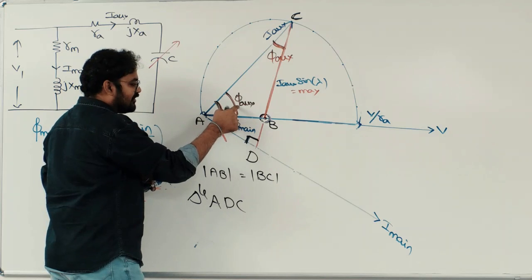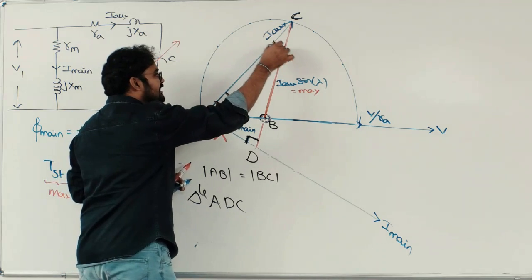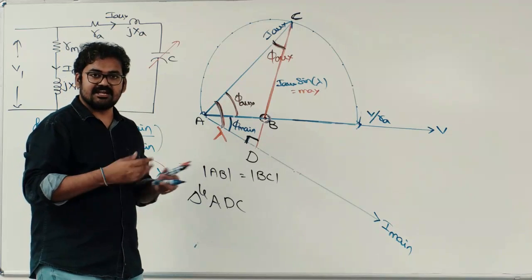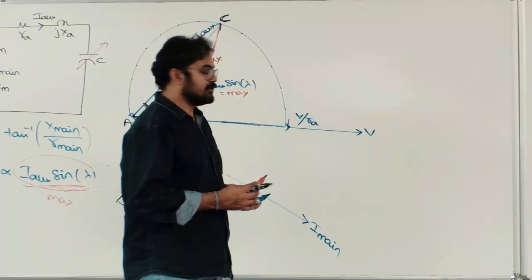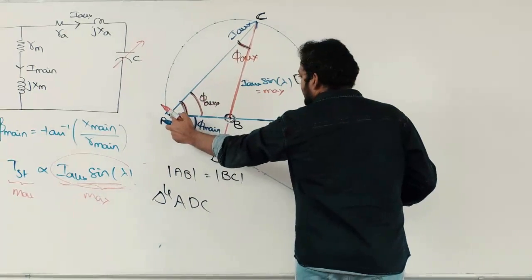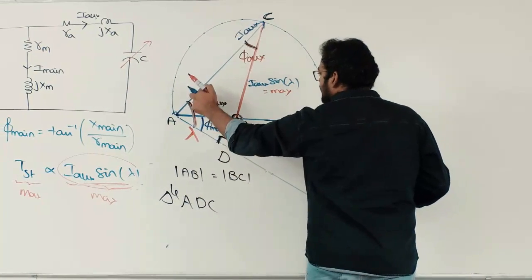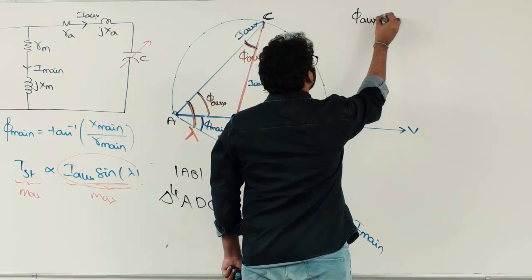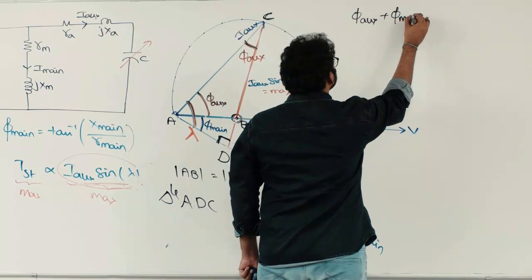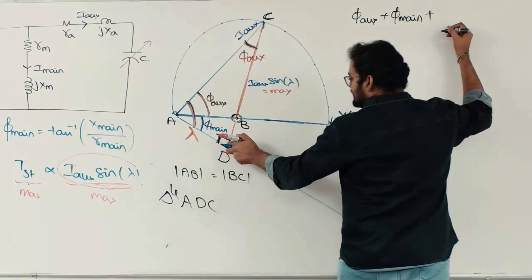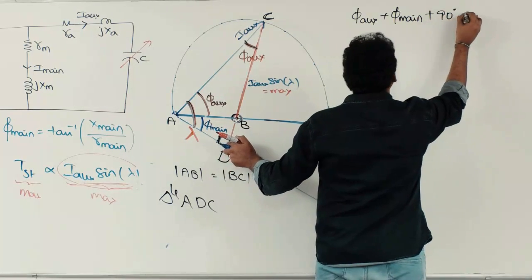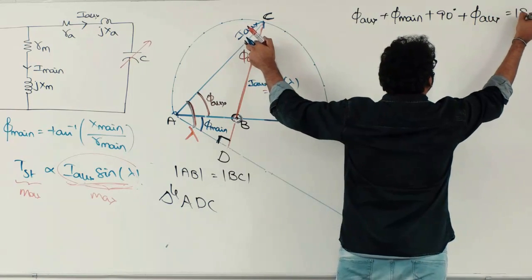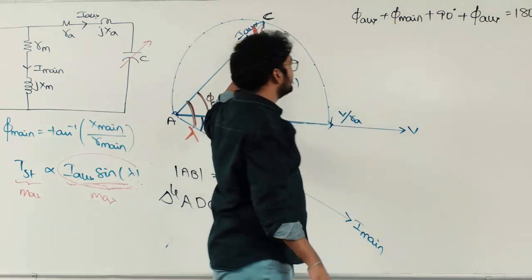What is this total angle? Phi main plus phi auxiliary. What is this angle? Phi auxiliary. The sum of all these angles should be equal to 180 degrees. Let me do it. I am considering a triangle ADC. This total angle is going to be phi auxiliary plus phi main, plus this angle is 90 degrees. This angle is phi auxiliary. Overall angle is equal to 180 degrees.